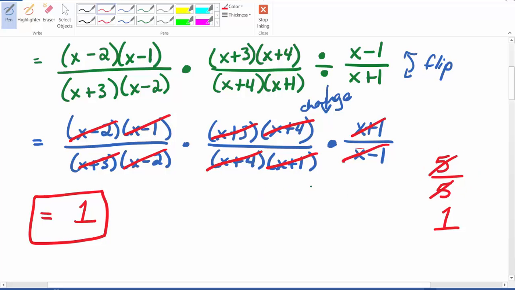You could even just look at, for example, x plus 3 divided by itself, x plus 3. Anything divided by itself is always just 1. And again, this really is just a bigger scale of that. So again, that is example 11 from our 8.4 set of notes.